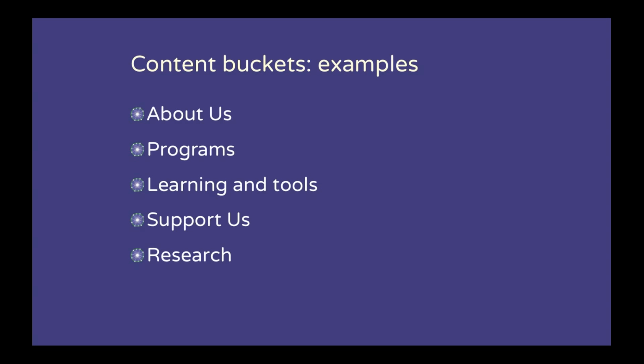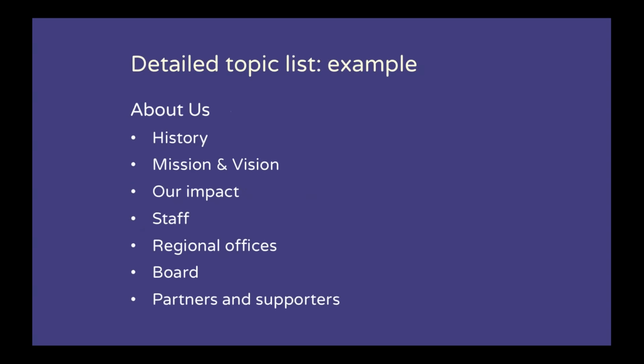For some organizations that either conduct or fund research, we may need to have content that explains the research that's being funded, where the money is going, or the results of research if your organization does its own research. So those are some examples of content buckets. And then for each of those content buckets, you'll drill down to a topic list. And I'm choosing About Us for this example because it will probably be relevant for most organizations. And it might look exactly like this or very similar.